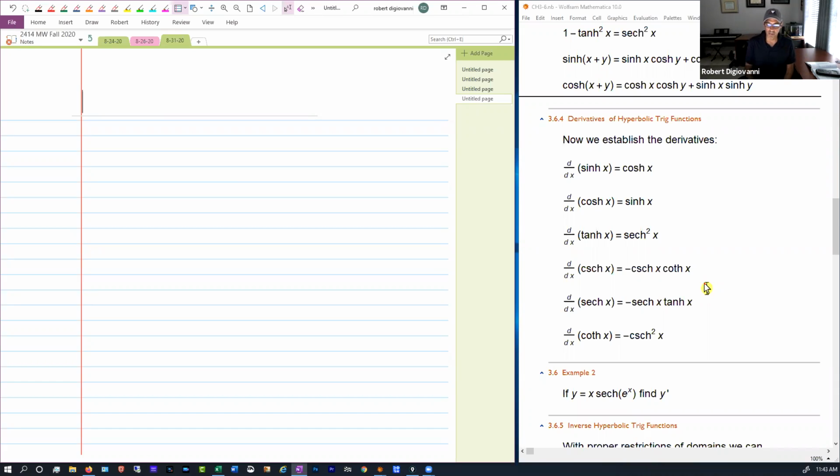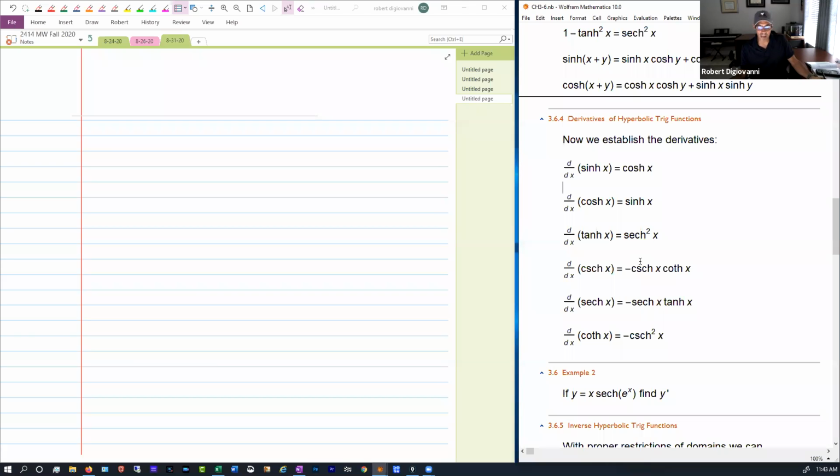But look at the derivative of cosine hyperbolic x. The derivative of cosine hyperbolic x is not negative sine hyperbolic x. It's just sine hyperbolic x. So you don't get that negative that pops up. It doesn't happen with the hyperbolics. And then the rest are here. And again, you don't have to memorize these. These are on your formula sheets. Just know that they exist.